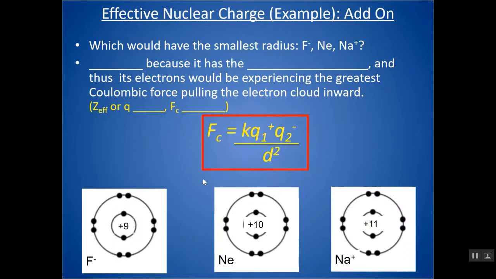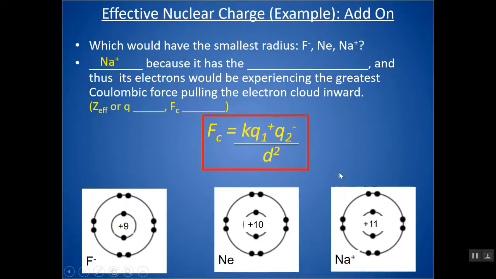It's really helpful to look at Bohr diagrams sometimes. So even just a visualization of this, you have the same exact electron configuration, 10 total electrons, 2 in the first shell, 8 in the second shell. So you have the same number of shielding electrons, but you've added one more proton in the nucleus going from F- to Ne to Na+. So these outer electrons are going to be more attracted to an 11+ nucleus than they would be to a +10 nucleus than they would be to a +9. So Na+ is going to be the smallest.